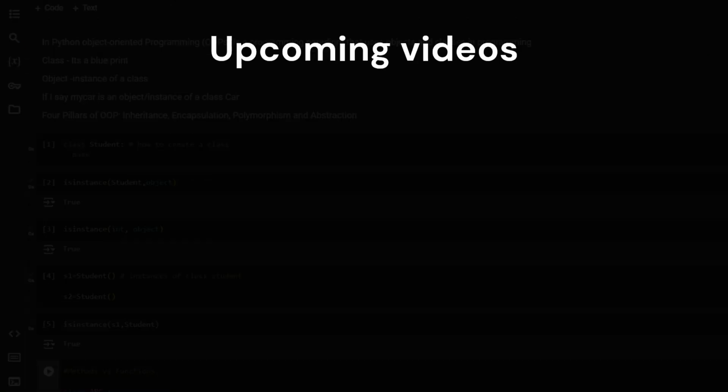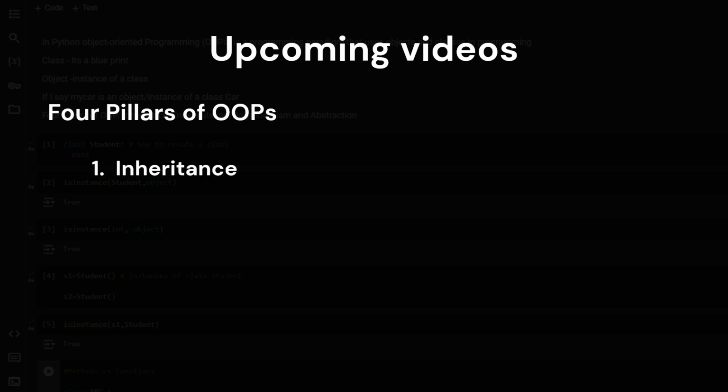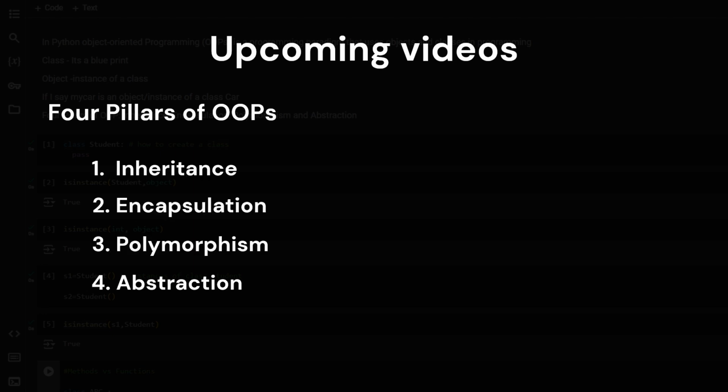And even more, in our upcoming videos we will be discussing in detail inheritance, encapsulation, polymorphism, and abstraction, which are the four pillars of object oriented programming. So let's jump in with the definition of object oriented programming.